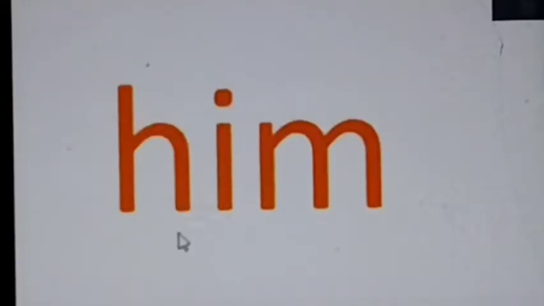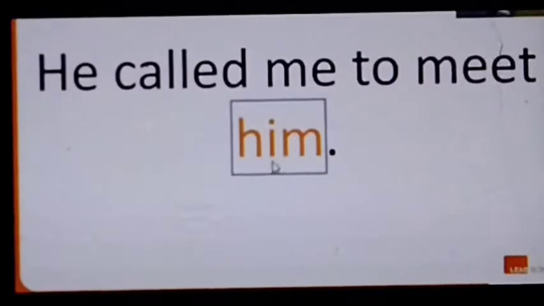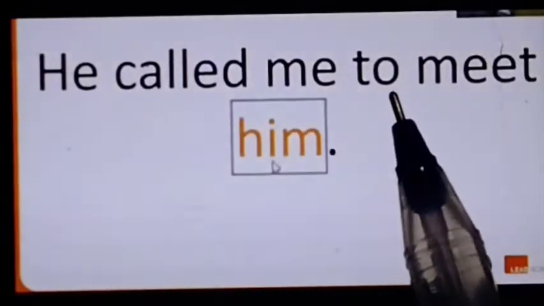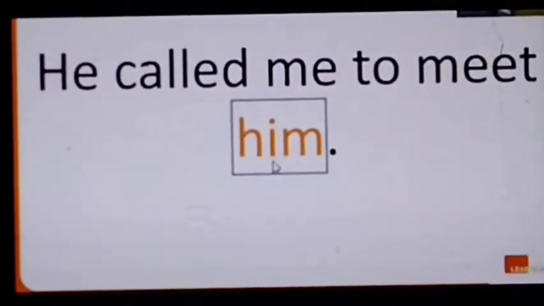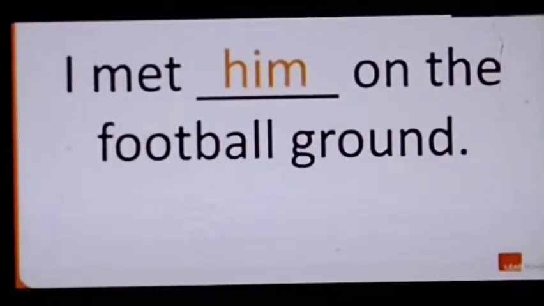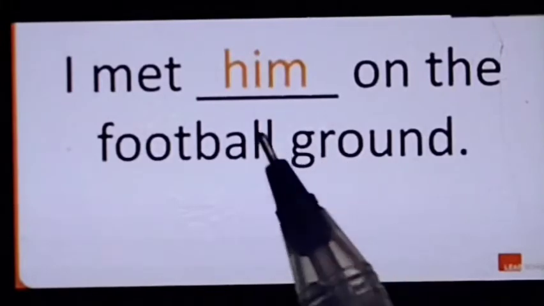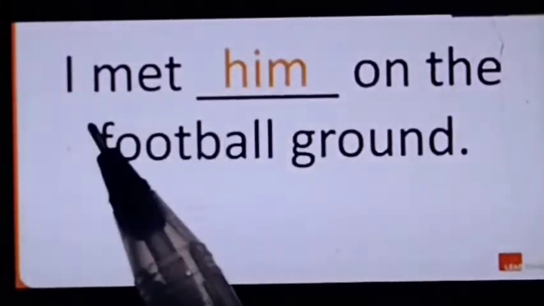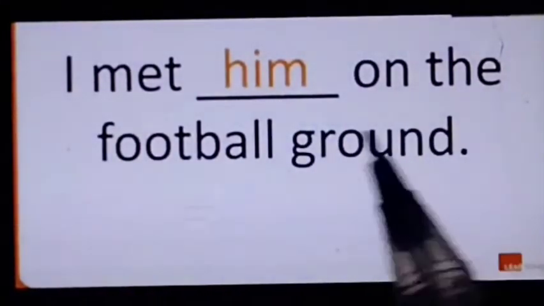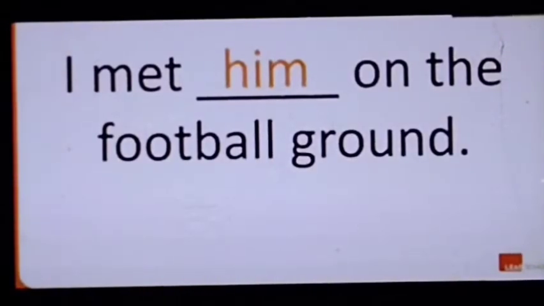See the next word. Him. What word is this? Him. He called me to meet him. I met on the football ground. Who? Him. I met him on the football ground.